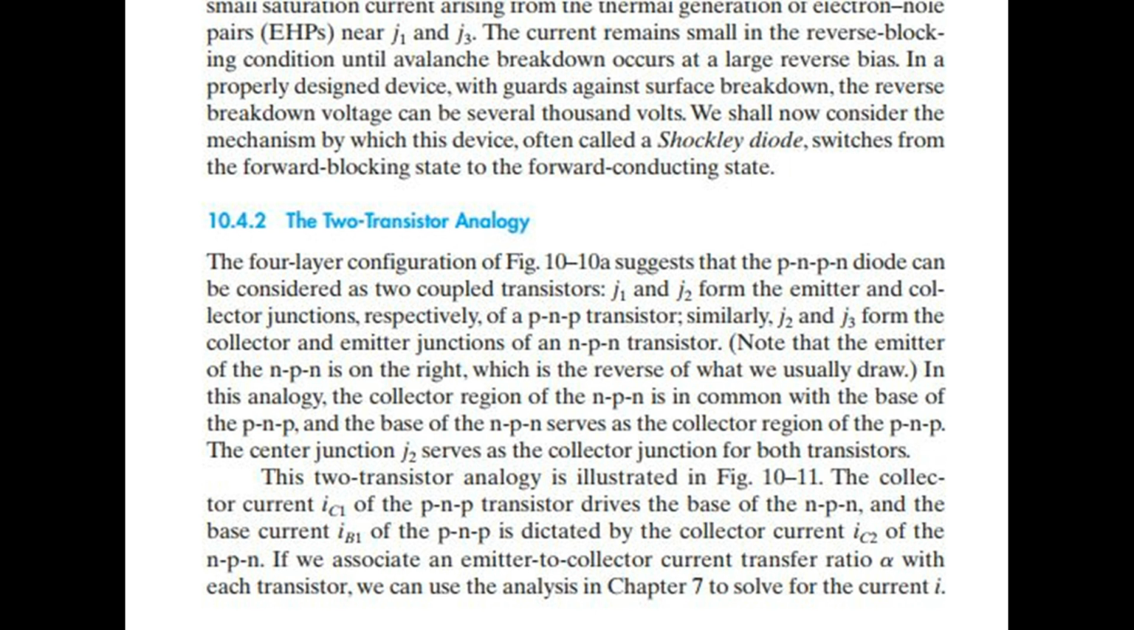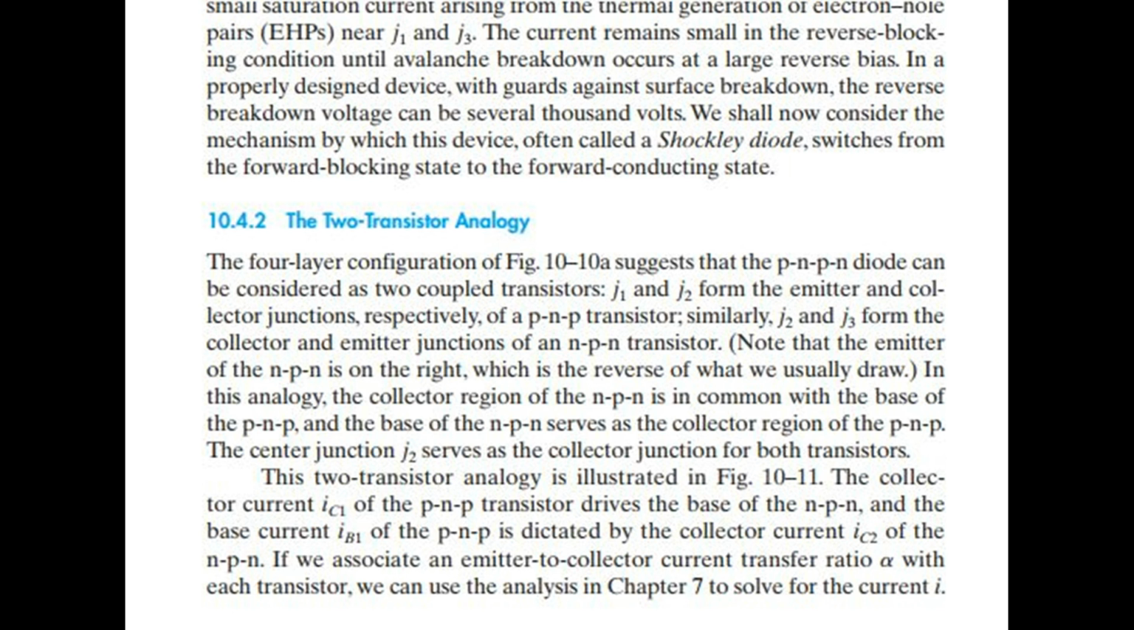We shall now consider the mechanism by which this device, often called a Shockley diode, switches from the forward blocking state to the forward conducting state. The two-transistor analogy. The four-layer configuration of Fig 10.10 suggests that the PNPN diode can be considered as two coupled transistors. J1 and J2 form the emitter and collector junctions, respectively, of a PNP transistor. Similarly, J2 and J3 form the collector and emitter junctions of an NPN transistor. Note that the emitter of the NPN is on the right, which is the reverse of what we usually draw.